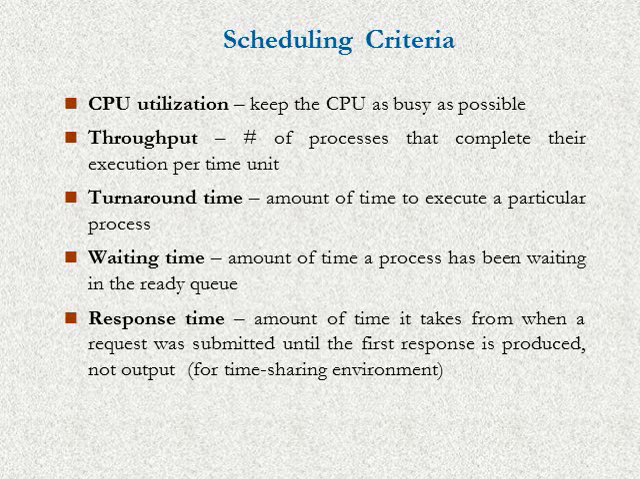The next criterion is turnaround time, which is the amount of time to complete the execution of a particular process. The next is waiting time, which is the amount of time a process has to wait in the ready queue. And then we have response time. This is the amount of time from when the request is submitted until we get the first response from the system. It is not the output but the first response from the system.